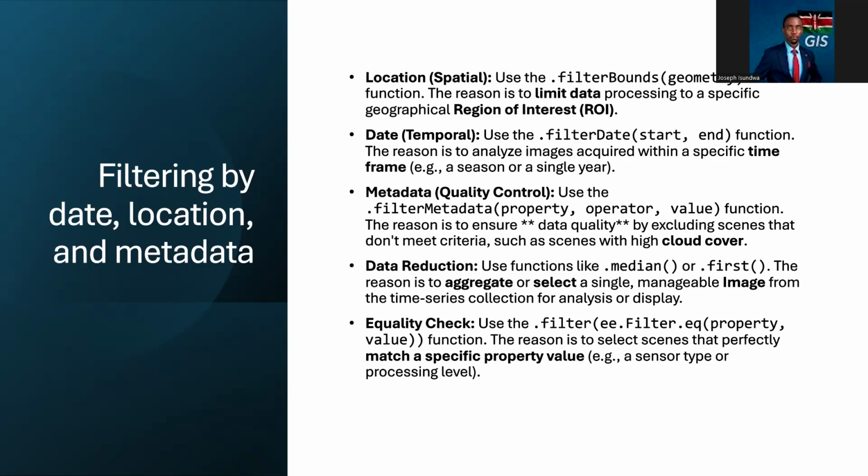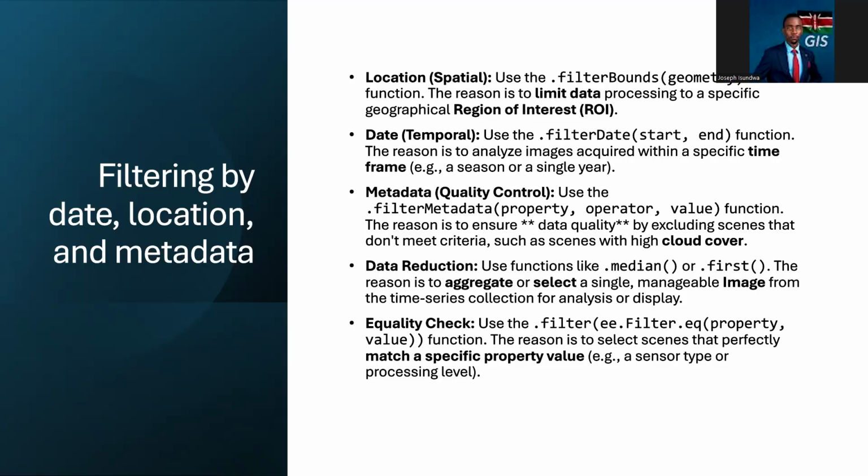Then another way that we can filter is filtering by date, which is temporal filtering, where we filter the time, and it uses dot filterDate, and then you specify the start date and the end date. There are certain ways that you have to write these variables and strings. When it comes to strings, numbers, and dates, there are ways that you write dates in Google Earth Engine. Of course, we will look at that.